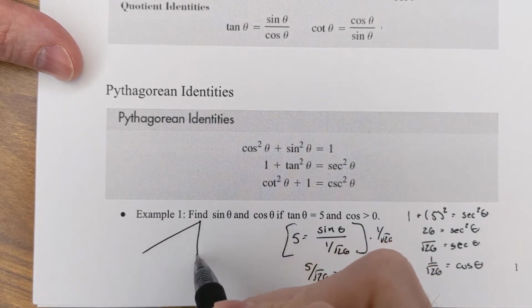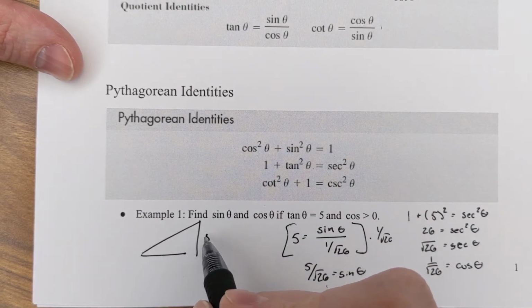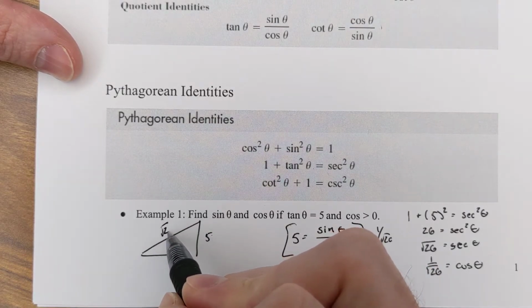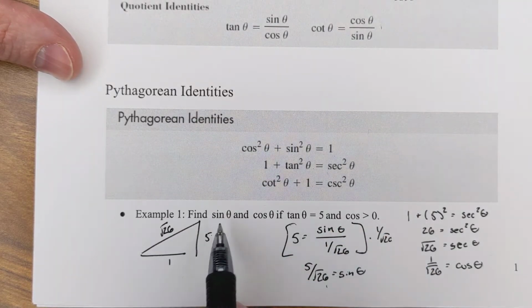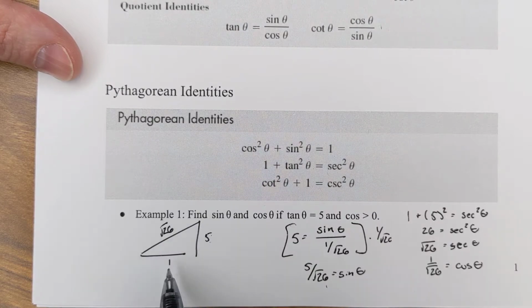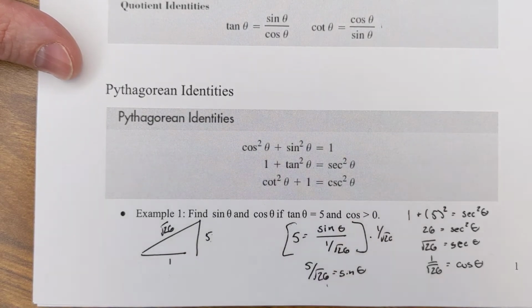Now, as always, you could have done this with a triangle. Tangent is opposite over adjacent. So 5 squared plus 1 squared, take the square root, so there's root 26. Sine is 5 over root 26, cosine is 1 over root 26. But the identities do also work.